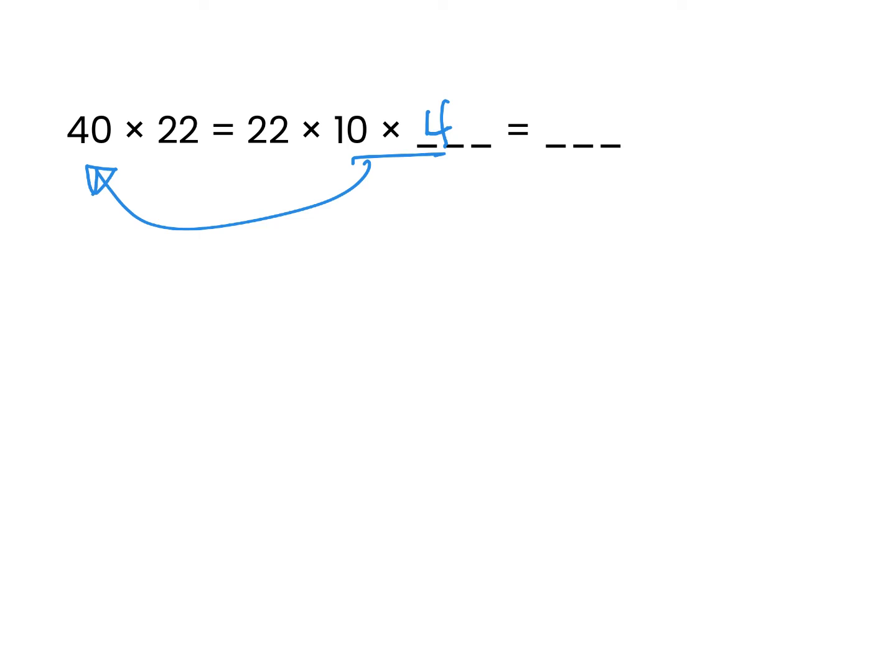So now I can say, what is 22 times 10? Okay, so 22 times 10 is 220, right? And we times that by 4, well, we get 880. So that helps break it down. It makes it a little bit easier to do the multiplication.